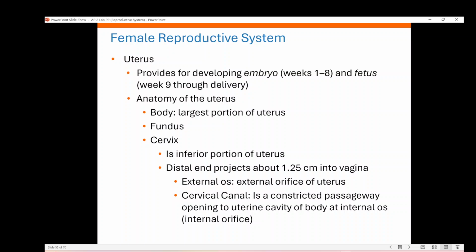So the uterus provides for the developing embryo and the fetus. Just so you know, there's a difference between embryo and fetus. The first 8 weeks of our life, we're an embryo. And then from 9 weeks all the way to delivery, we're considered a fetus. So at 8 weeks we make the cutoff. Let's take a look at the anatomy of the uterus. It has three parts.